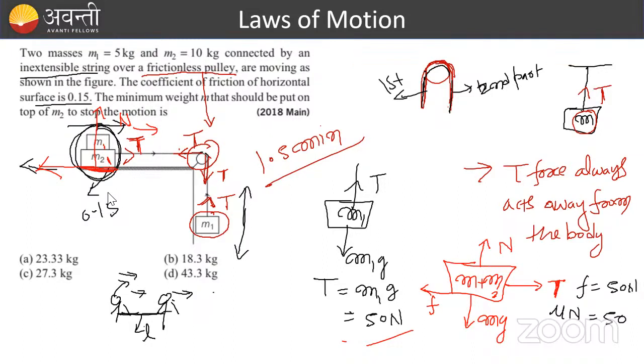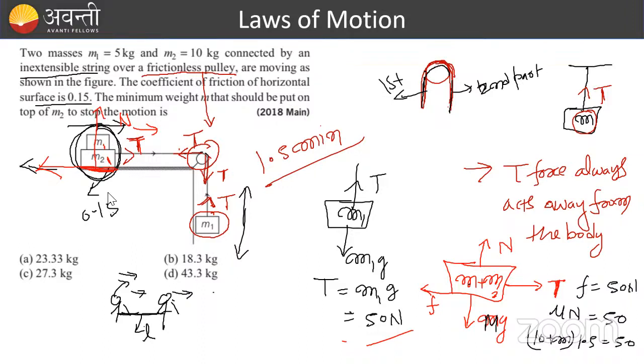N का value क्या होगा? That will be equal to (M plus M2)g. ये मैंने net mass लिखा है, ठीक है? So M2 is how much? 10. 10 plus M लिखो. 10 plus M. g का value क्या होगा? 10. 10 into 0.15, that is mu. So that will become 1.5 times (10 plus M) equal to 50.